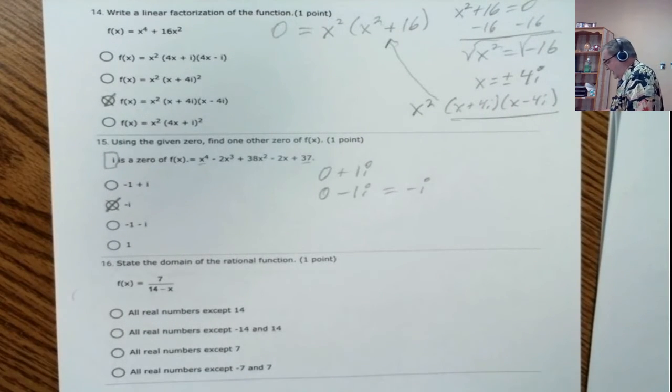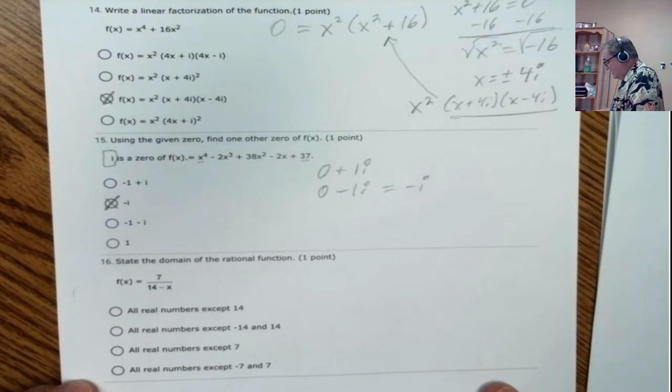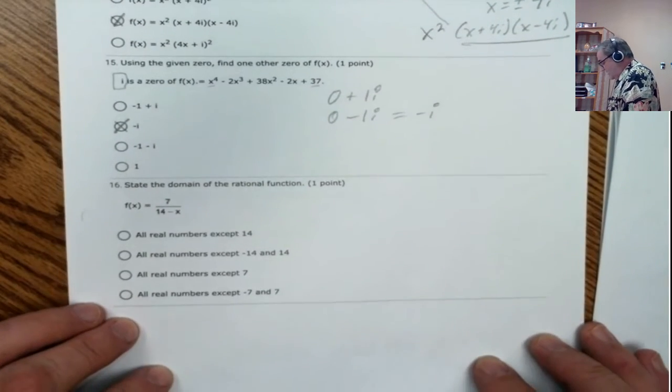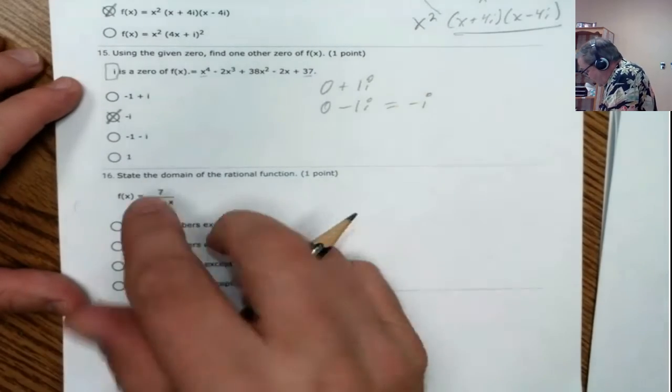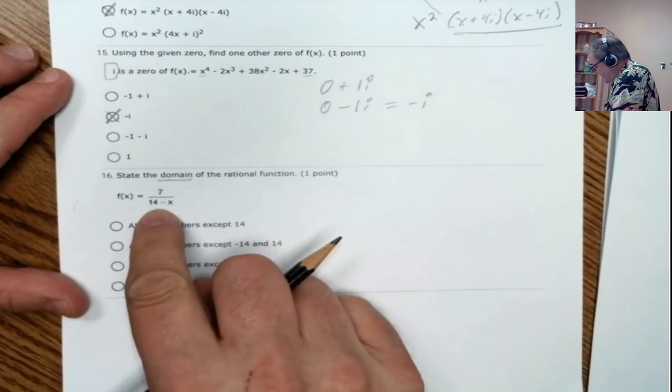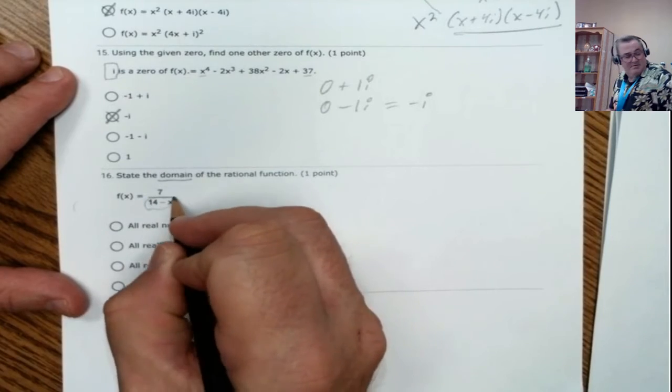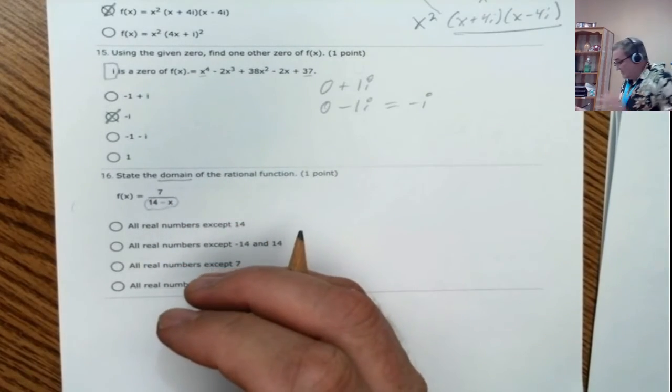Don't have to do a lot of work on that. Complex zeros come in pairs. All right, state the domain. So that's all the possible x's of this rational function. Well, we know the denominator cannot be 0. Now let it have a 0 denominator.